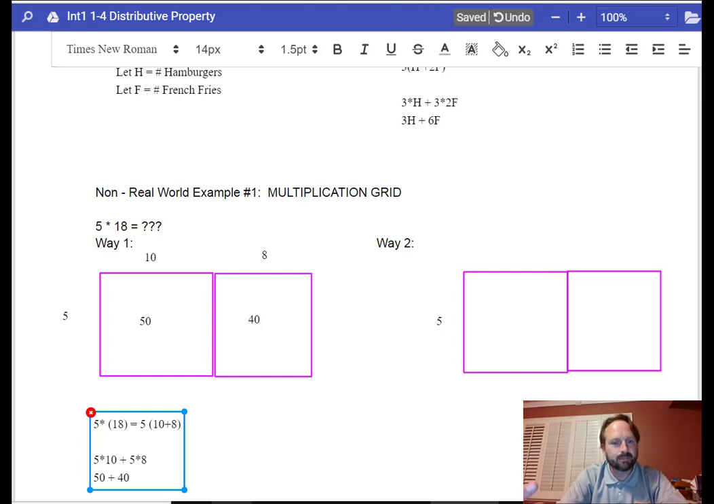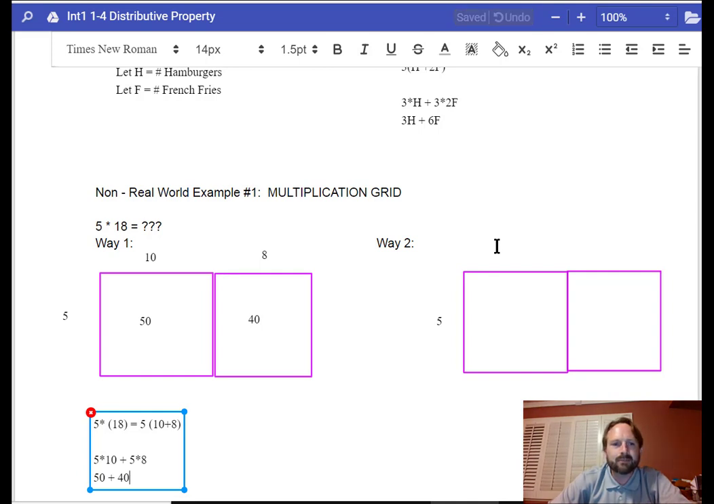Hey, wait a second here. Which way did you like better? We got the same answer in the purple boxes right there as we did with writing it algebraically with the parentheses. It doesn't matter which way you solve it. Same answer. All right, so let's do way 2.